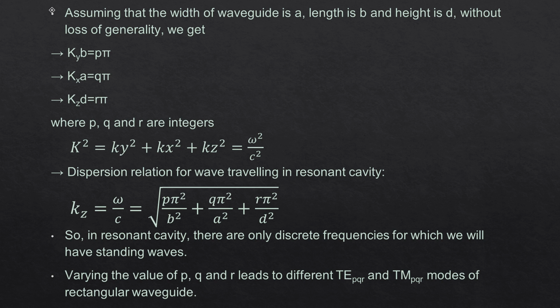We get the dispersion relation for the waveguide in the resonant cavity as k equal to under root of (p pi by b) square plus (q pi by a) square plus (r pi by d) square. So as we can see, in a resonant cavity there are only discrete frequencies for which we will have standing waves, as p, q and r are integers. Varying the values of P, Q and R leads to different transverse electric and transverse magnetic modes of the resonant cavity.